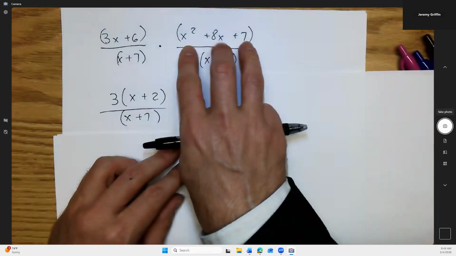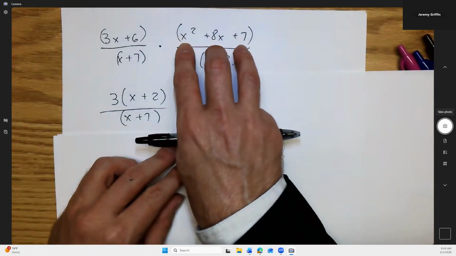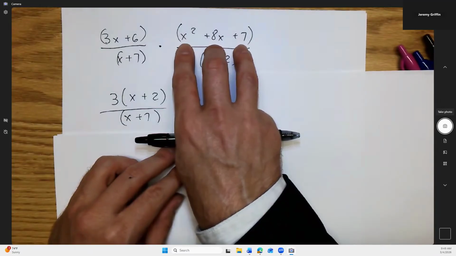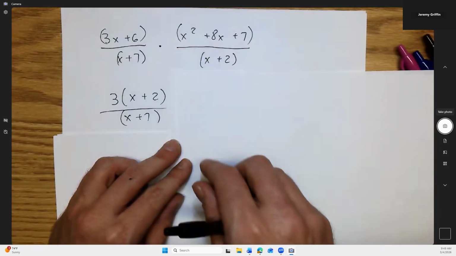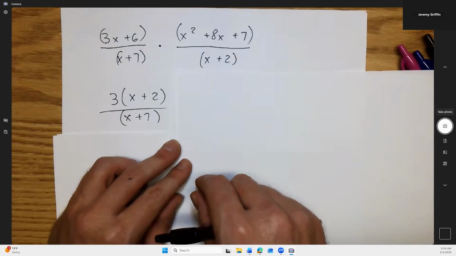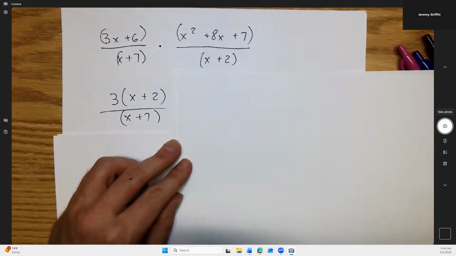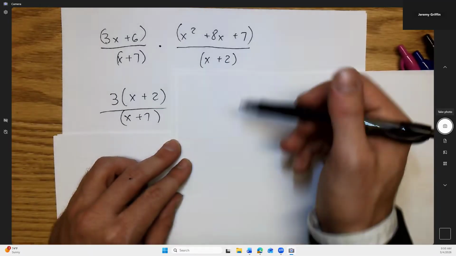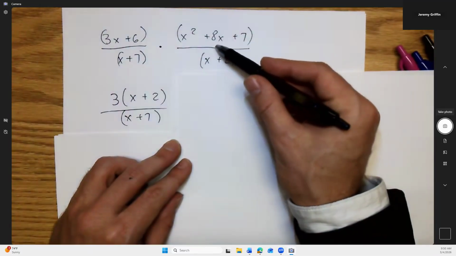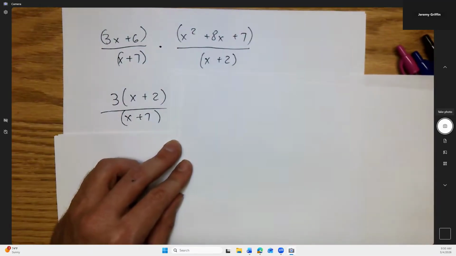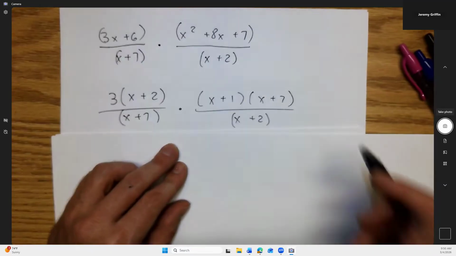Guys, how about this quadratic looking piece here? Can you factor that? What's that factor to? X plus 1 and x plus 7. Okay, so you're looking for numbers that multiply to 7 and add to 8. That would be 1 and 7, wouldn't it? Okay. So it's going to factor to x plus 1 times x plus 7.